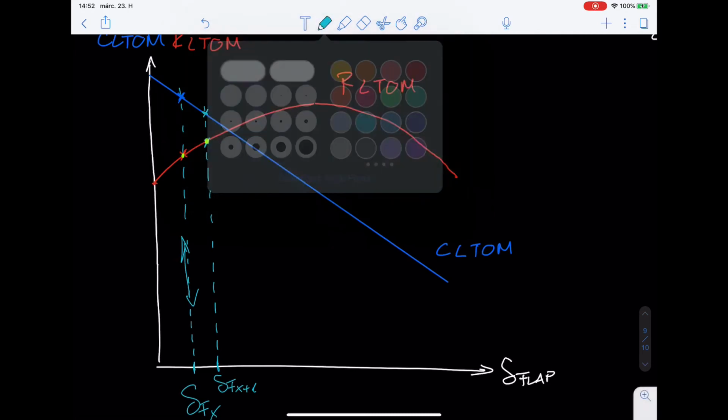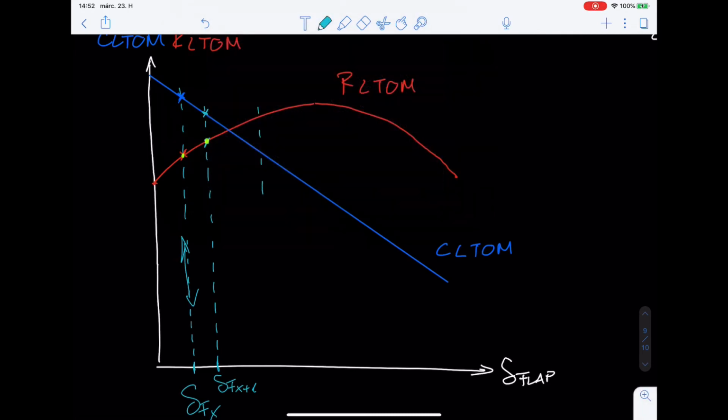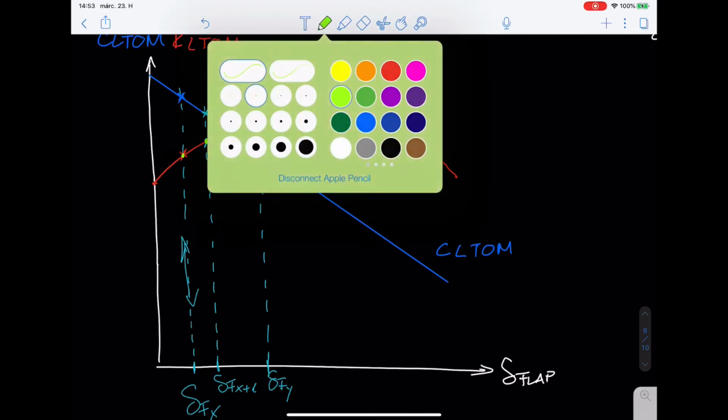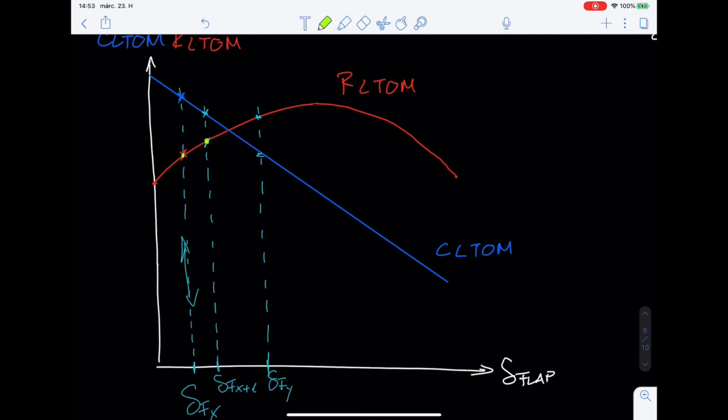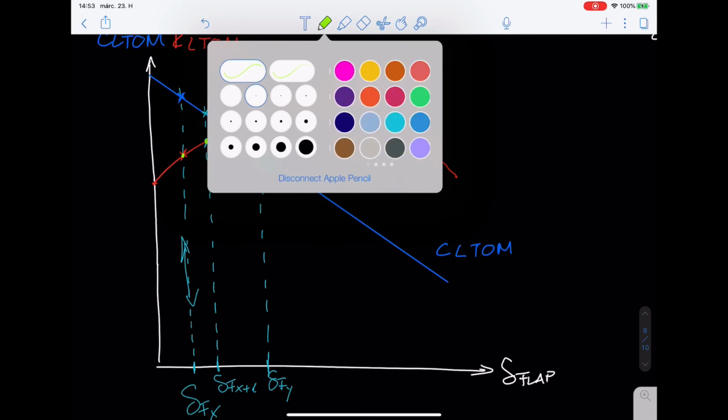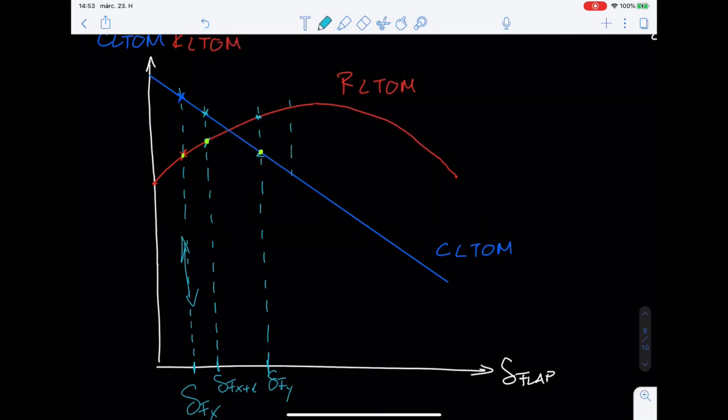Okay, let's examine what happens right here at this point, delta fy, let's say. I have two limitations yet again, the runway limited takeoff mass and the climb limited takeoff mass, and by definition the performance limited takeoff mass is the lower of the two, so it's going to be at this point right here, the climb limited takeoff mass. What happens if I go a few steps further, to delta fy plus 1?